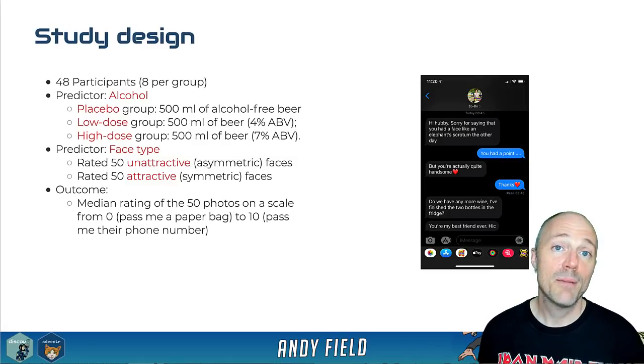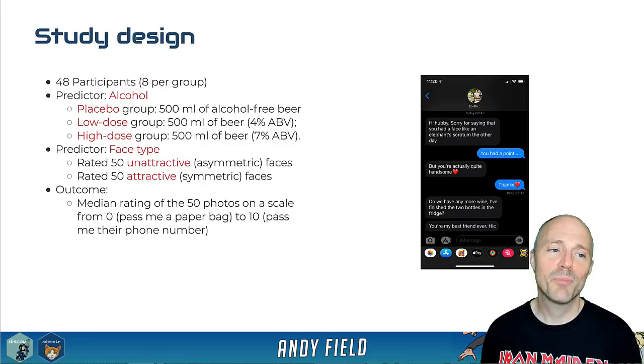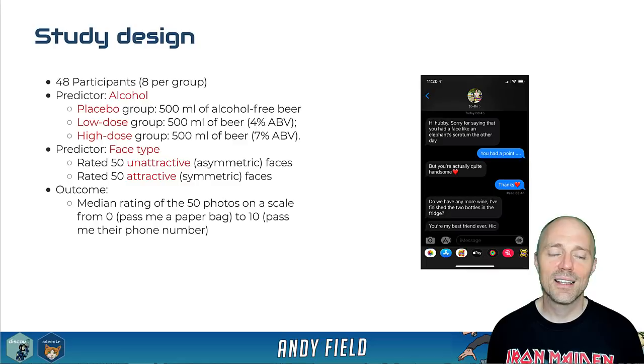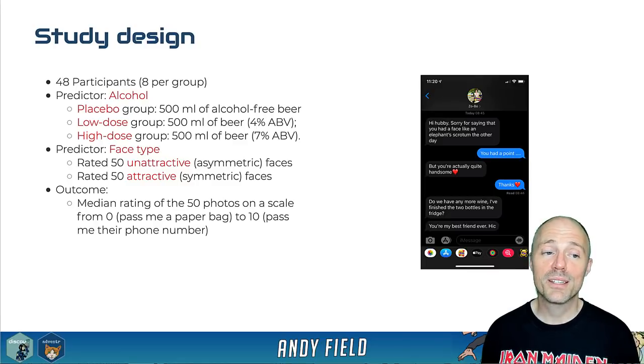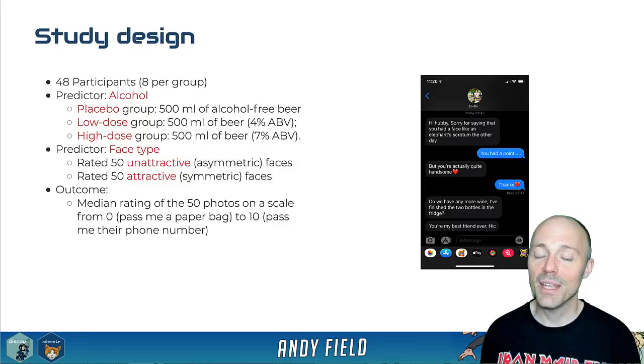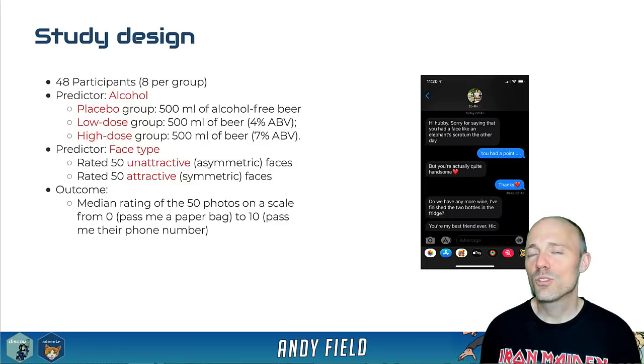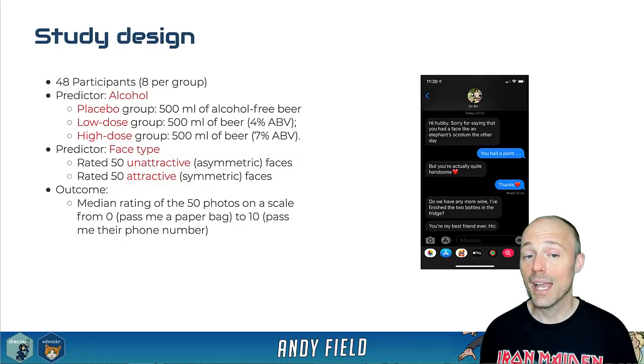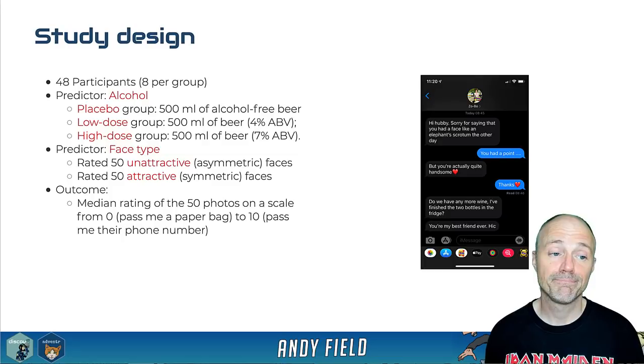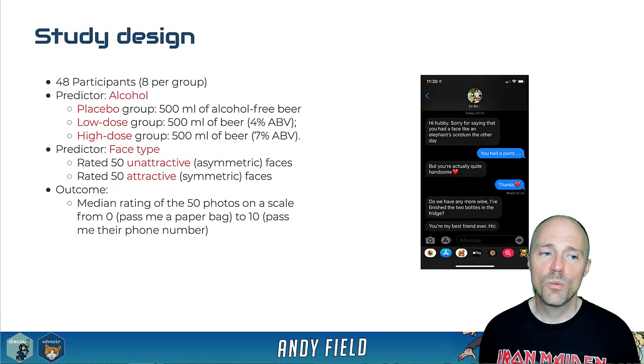In our fabricated example, we have just 48 participants, 8 per group. We've got one predictor variable, which is levels of alcohol. One group were given a placebo, a 500 milliliter drink of alcohol-free beer. A low-dose group had 500 milliliters of beer that had a relatively average ABV, so not sort of averagely strong beer. And then a high-dose group had the same quantity of beer but a high ABV, so a relatively strong beer. So that's the first predictor, which alcohol group they were in.